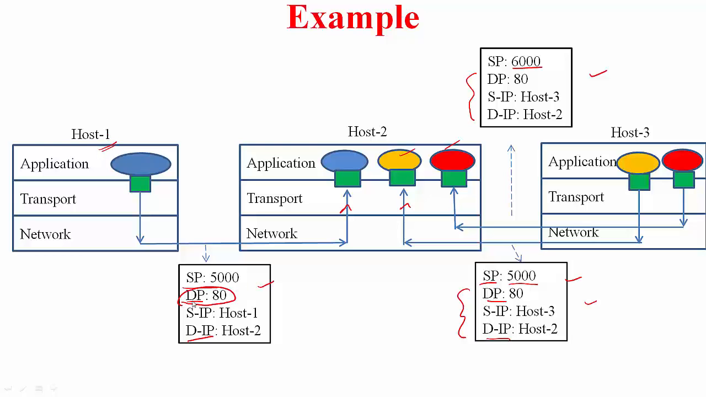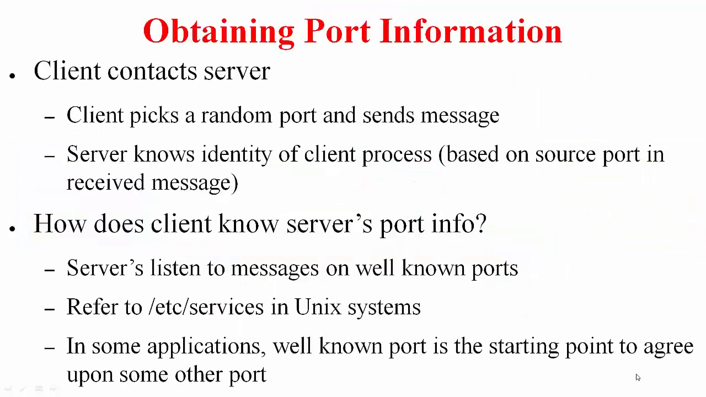Often when we talk about process-to-process communication, there is a client and the server. A client is someone who initiates a connection to a given server. So when this client is initiating a connection, it can pick any random port as the source port and send this particular message. And once the server receives this particular message, it now knows the identity of the client process through this source IP address as well as the port information, the source port information, that is.